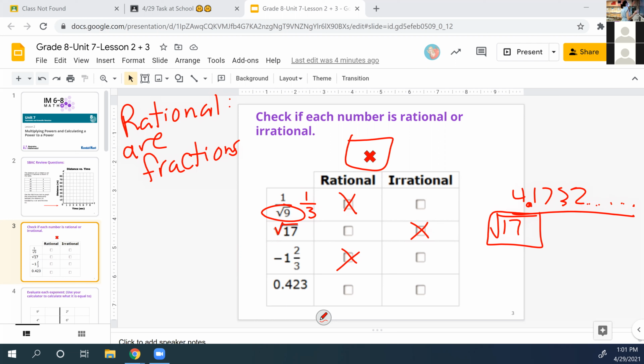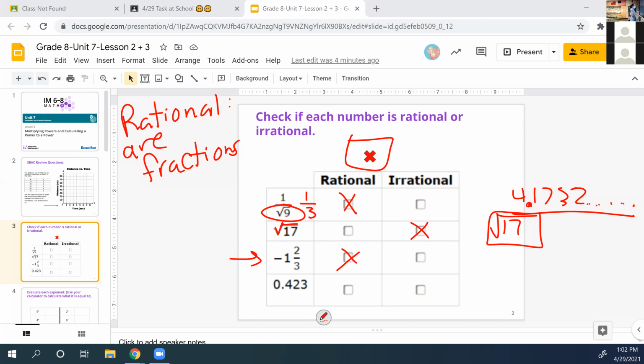Even if it's a negative, that's a good point. I was going to say that, Avery. Very nice job. You reminded me to say that. Even if it's a negative, it's still going to be rational because it can be written as a fraction. Whether it's negative or positive, doesn't really matter.